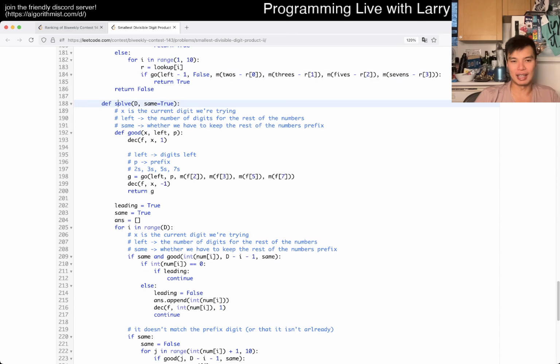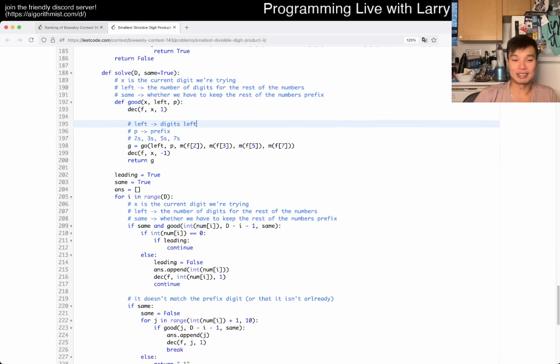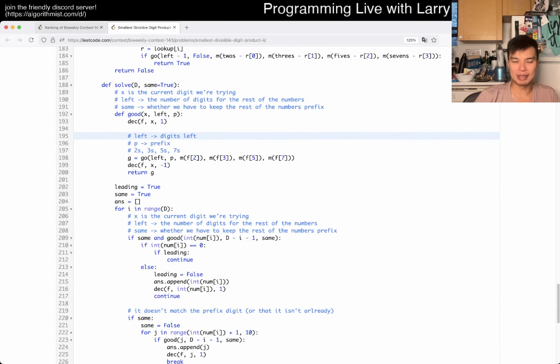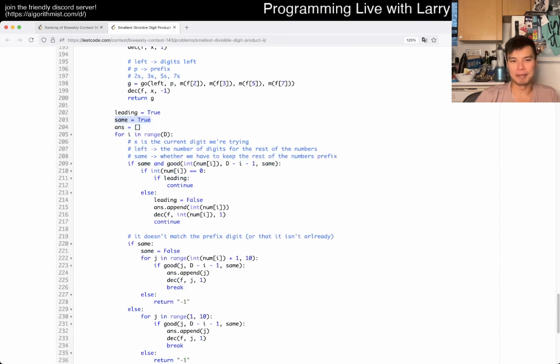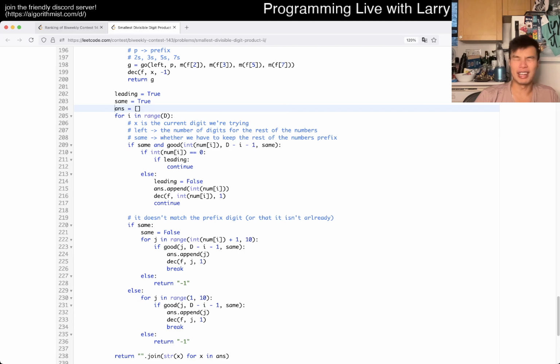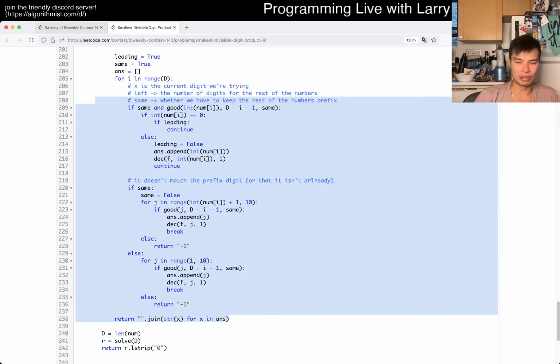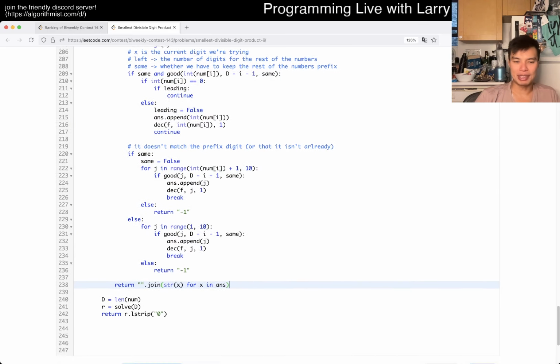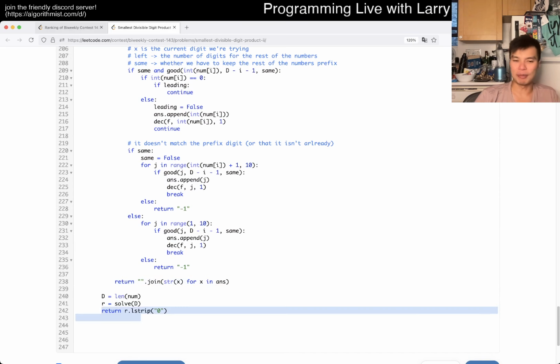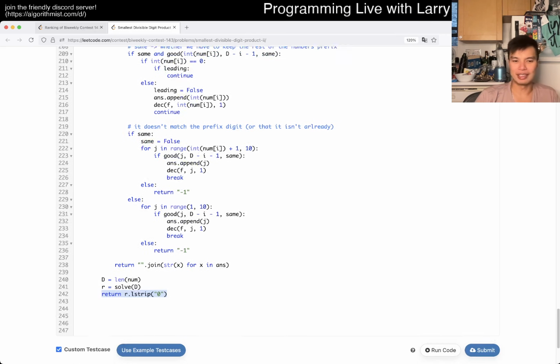The solve just tries to solve the problem for the number of digits. We decrement it to see if it works, and then we increment it back in, again a really ugly way of writing it. And these are the state machine: we have leading, same, and the answer, and we try to get the answer one digit at a time. Leading is just for leading zeros, same is just for the prefix sameness, and these are the states that you go through. Again, we already went over it. And then, just in case, I also strip out leading zeros, because you never know.